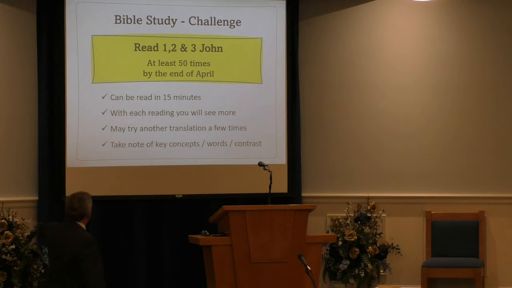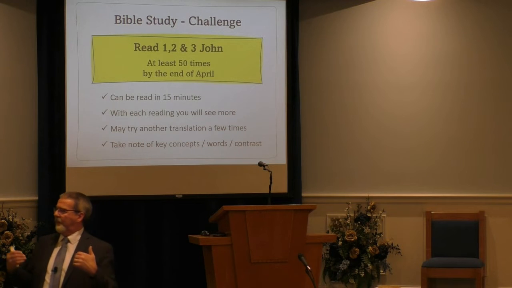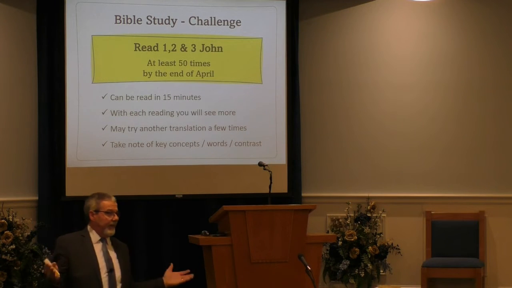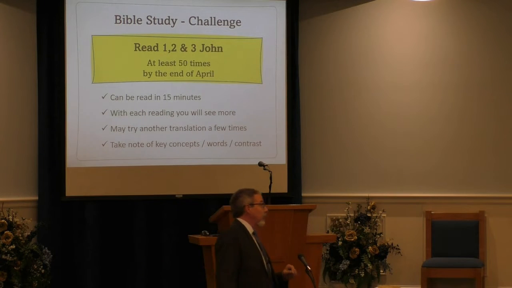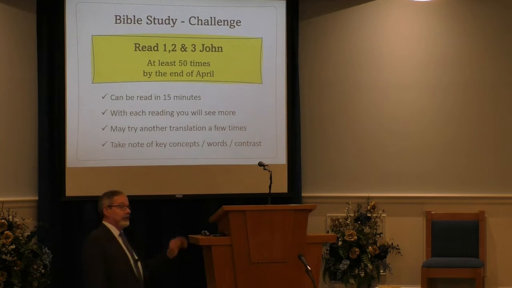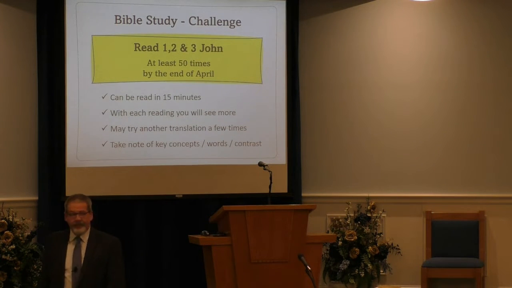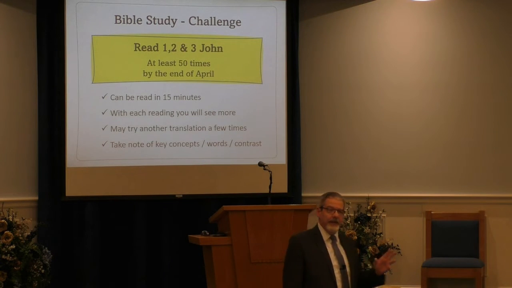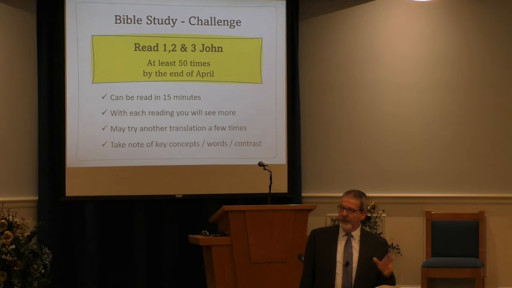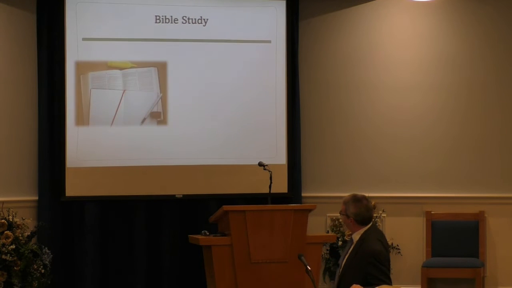With each reading, you're going to see more, and try to look at another translation sometime. Maybe one day say, I'm going to pick up the English Standard, or the New King James, or maybe the New American Standard. Maybe I'll see something else in that translation. Take note of key concepts, like the word abide, or the concepts of love or contrast. John is a writer of contrast. What does he contrast? And you'll begin to see all of that. Does that make sense? I think you'll find that's one of the better parts of this study, and it's something you're going to do on your own. Just read, and then read, and then read it again, and master the books of 1st, 2nd, and 3rd John.